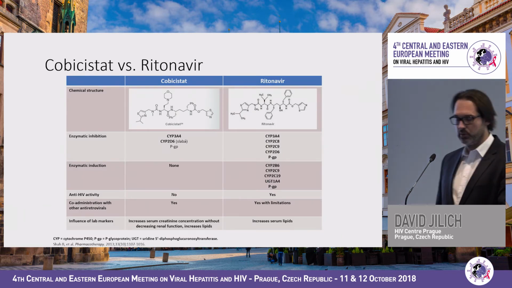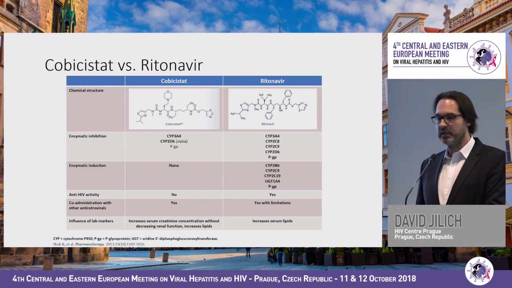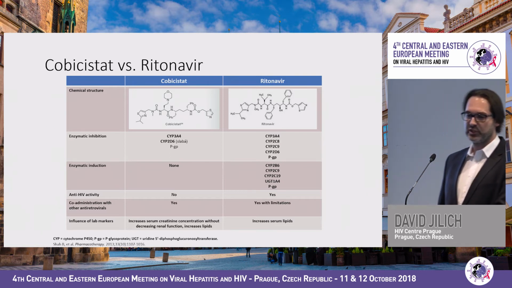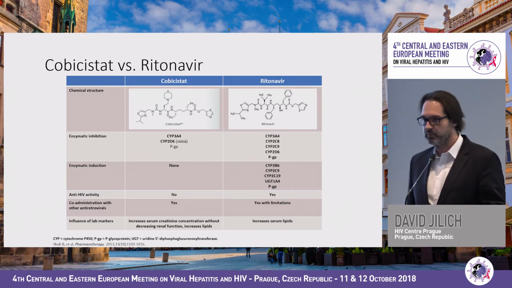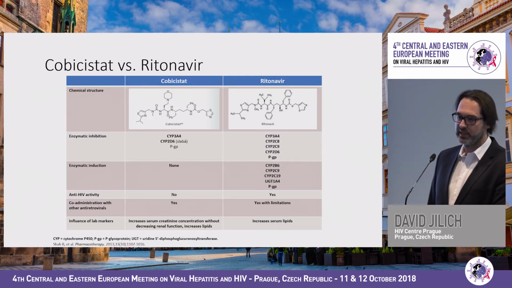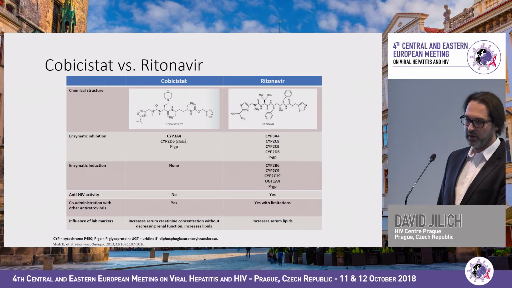I was also already touching the term of booster agents. In the past, we were mostly using ritonavir to boost the protease inhibitor. Now we mostly use cobicistat, not the same version. There's nothing to do together, but we use it for the same purpose as a booster agent, not only with the PIs, but also with elvitegravir.